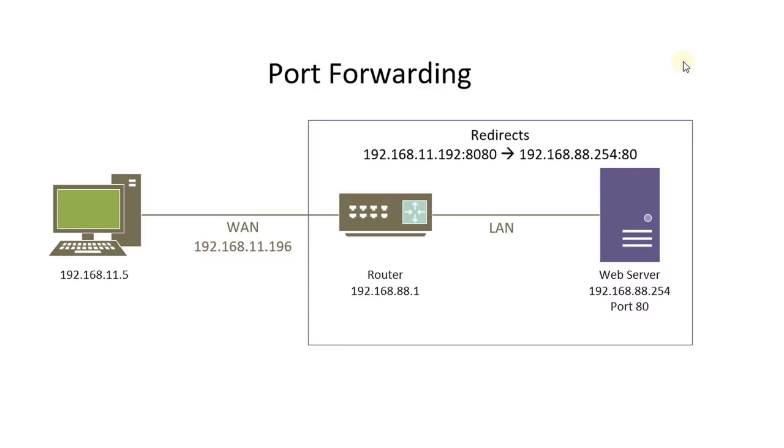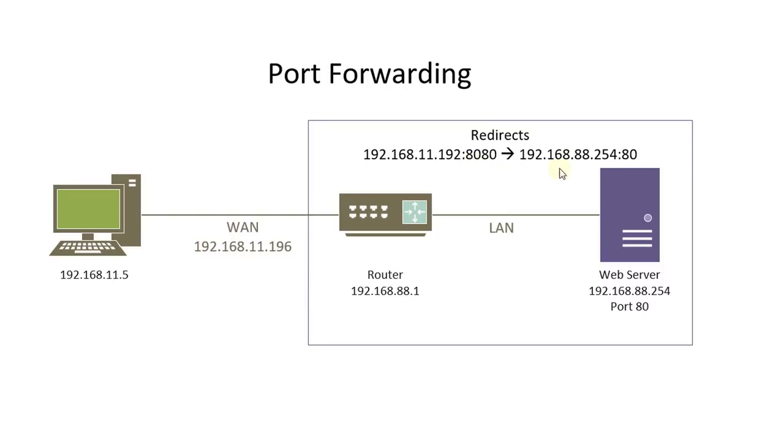So in this diagram we have two segments, a WAN and a LAN. What happens in port forwarding is that, say for instance, this PC on this side wants to connect to the web server on the LAN, and you have configured port forwarding. You allow the PC to connect using the WAN IP and port 8080.